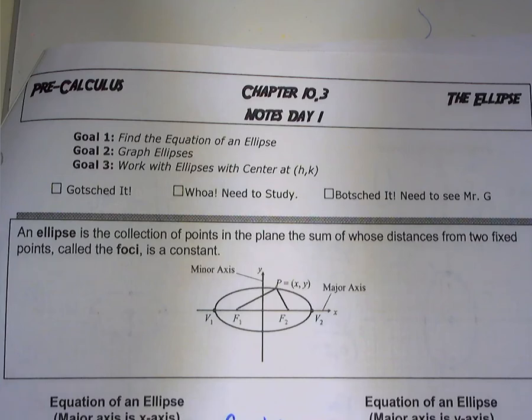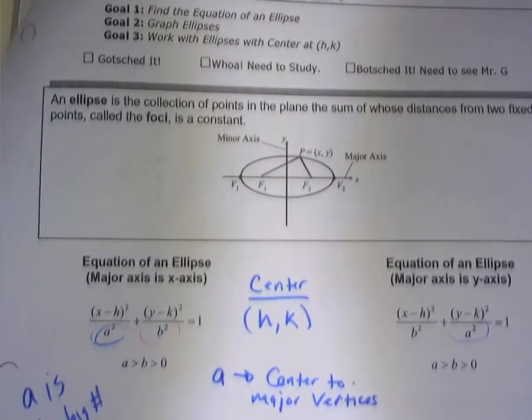All right, so ladies and gentlemen, we got chapter 10.3, the ellipse. We're going to finish up the second part here. We're doing examples 4 and 5, so basically focusing on goal number 3, where we have the center of this thing moving around. The H and K is now not at 0, 0. Okay? So little reminders on what all these things are.